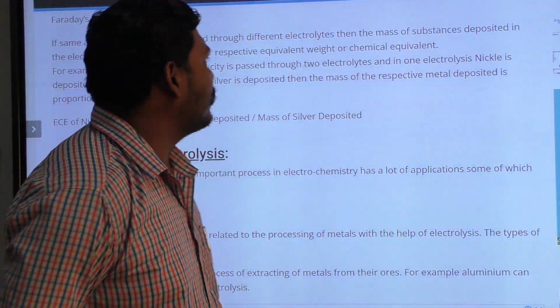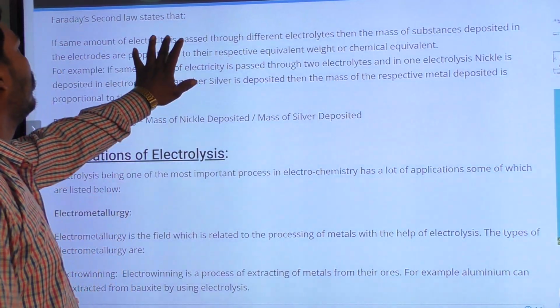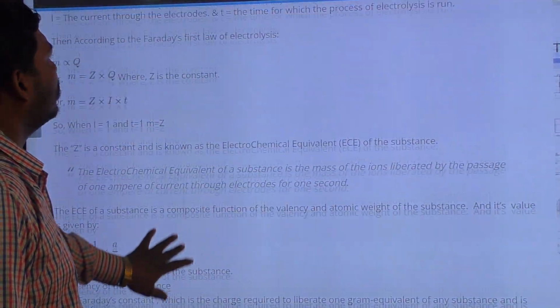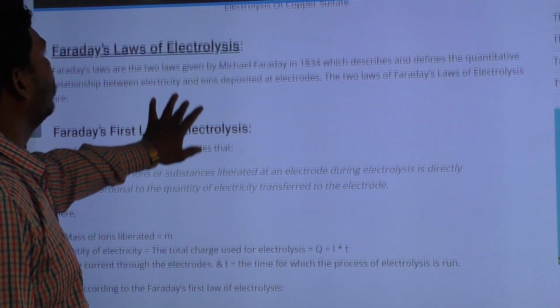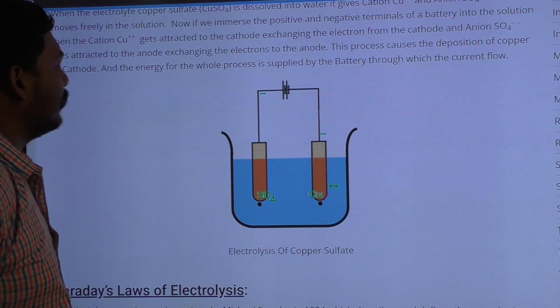Hope you understood the electrolytic process, and we have also shown you some visuals so that it will be easy to see how this solution is dissociated. So you go through this chapter.